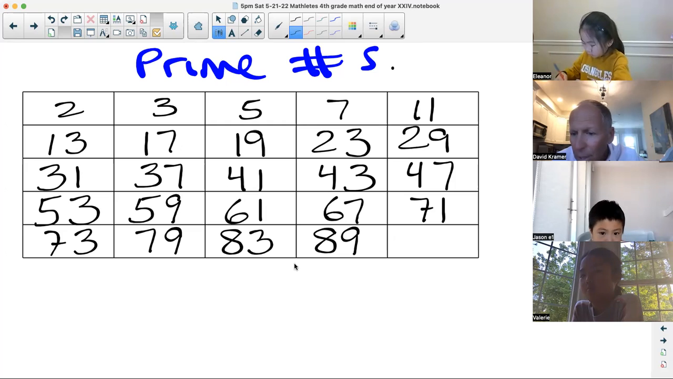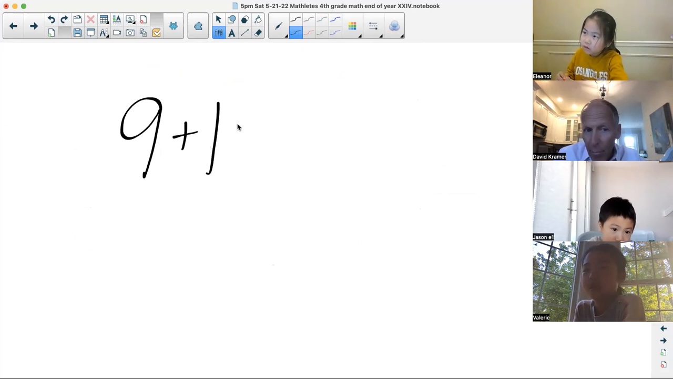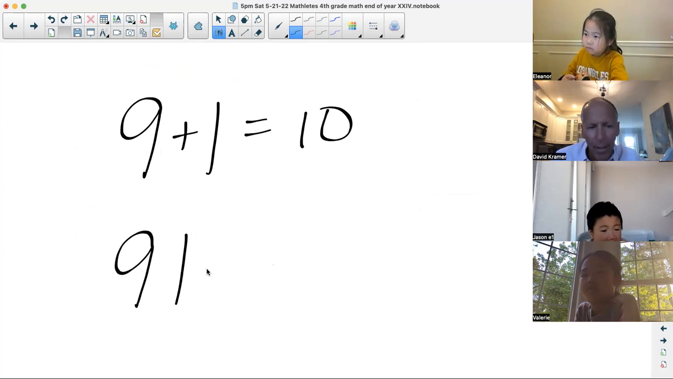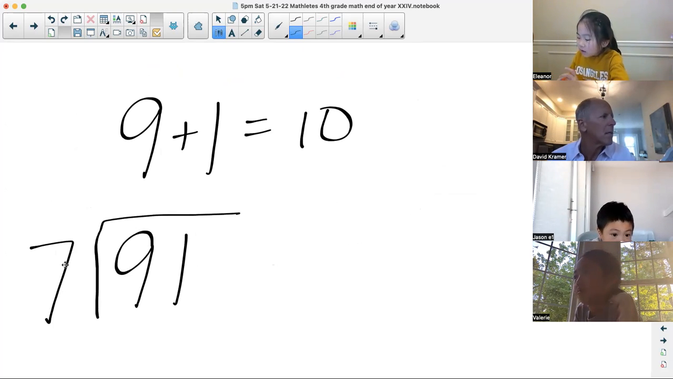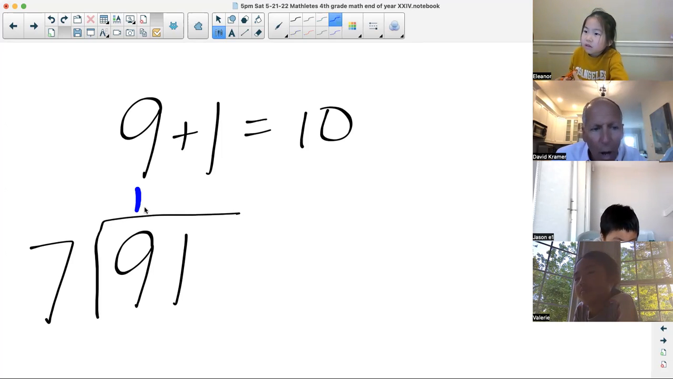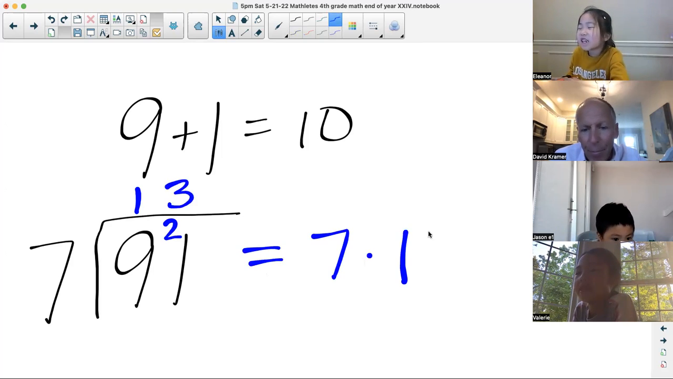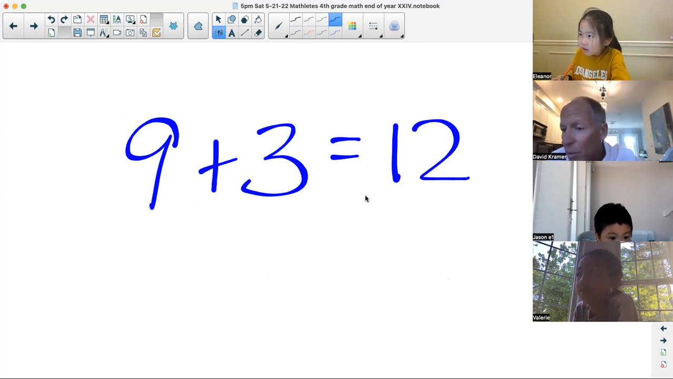And Eleanor and Valerie and Jason, you can say the last one. 91. Oh, interesting. Now, 91 is not a multiple of 3, clearly. But 91 is a multiple of 7. It is a multiple of 7. 7 goes into 9 once with a remainder of 2. 7 goes into 21 3 times. So then 93. 9 plus 3 equals 12, which is a multiple of 3, everybody.